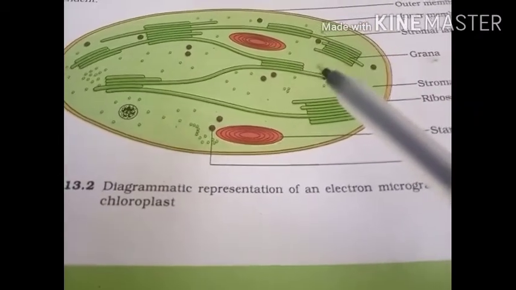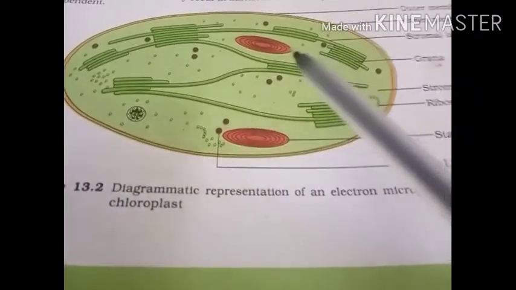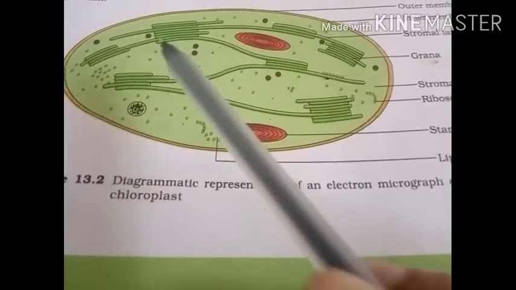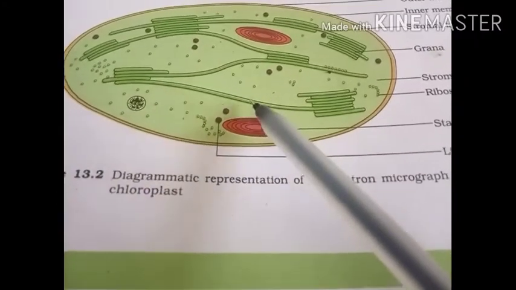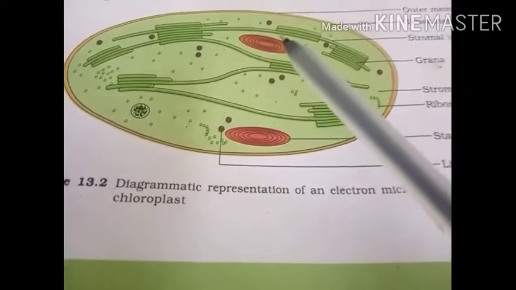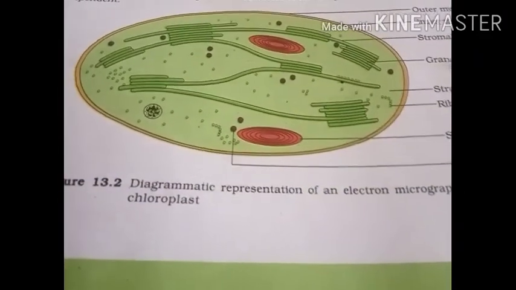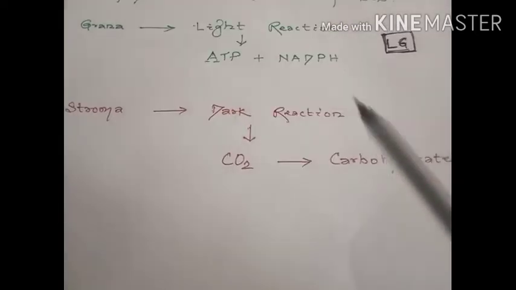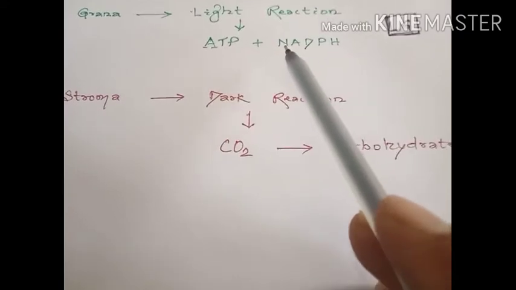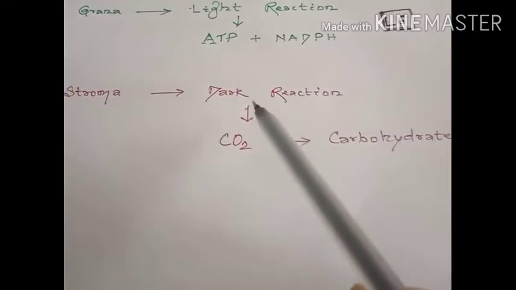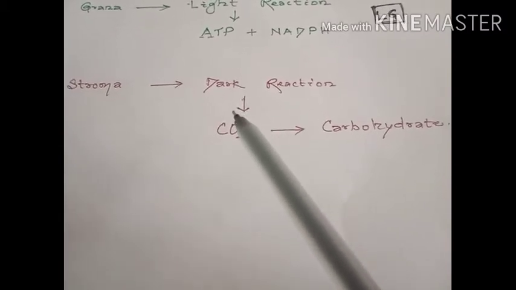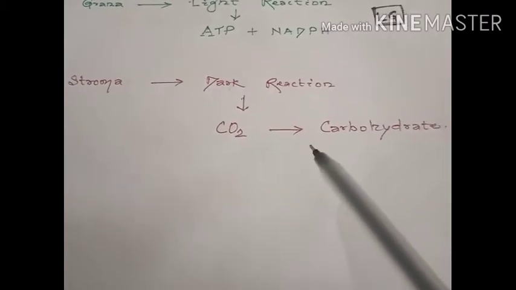So the former set of reactions which occurs within the grana is called the light reaction, whereas the latter reaction which takes place within the stroma is not light driven, but depends upon the products of the light reactions. During the light reaction, the ATP and NADPH are produced and they play an important role in carrying out the dark reaction, in which the carbon dioxide is reduced and the carbohydrate is formed.